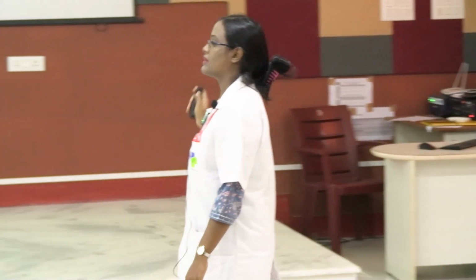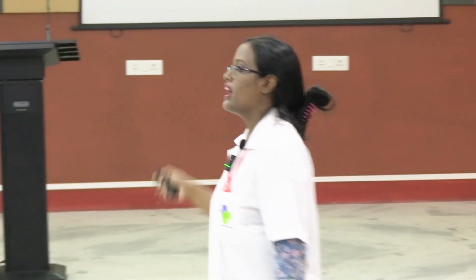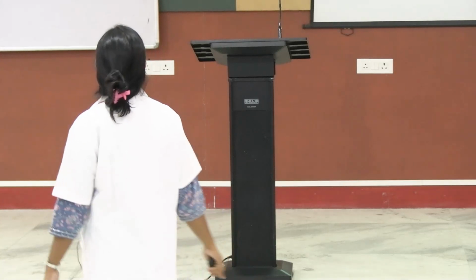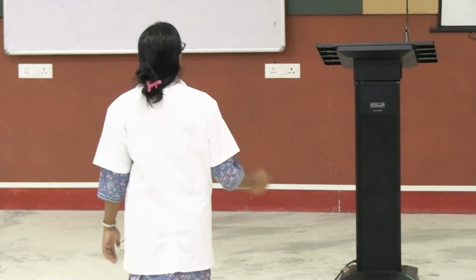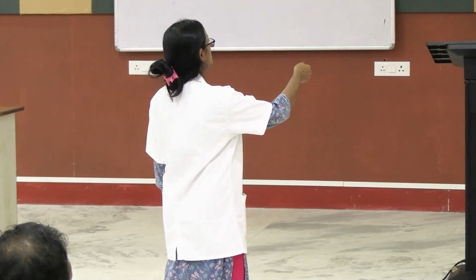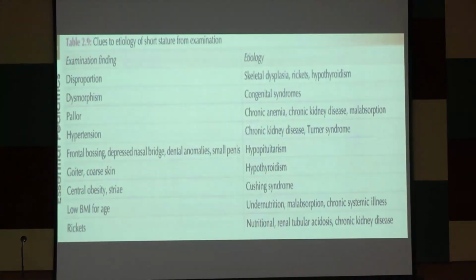So thorough examination and obviously CNS examination. Any hypertonia, any contracture that are present in cerebral palsy. So every detailed systemic examination you have to do. Disproportion is found in what? Skeletal dysplasia, dysmorphism, congenital syndrome.